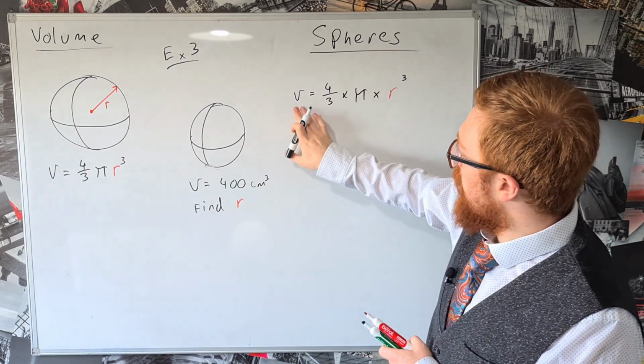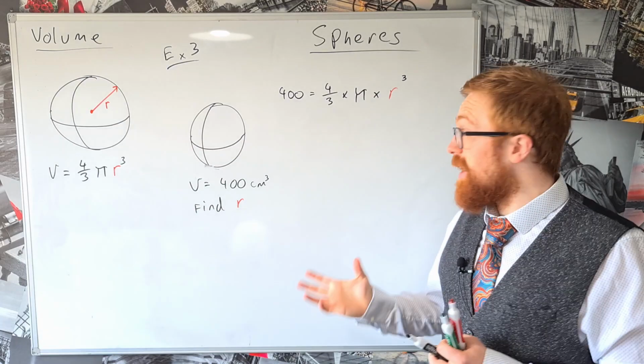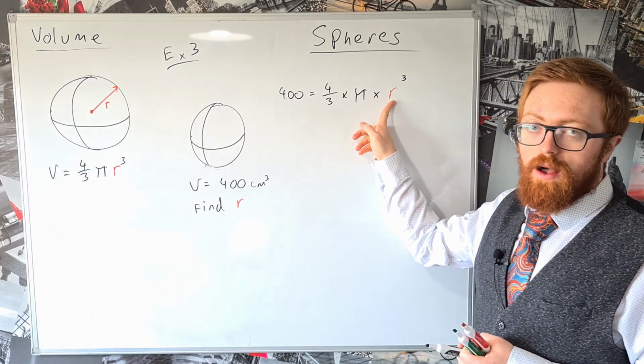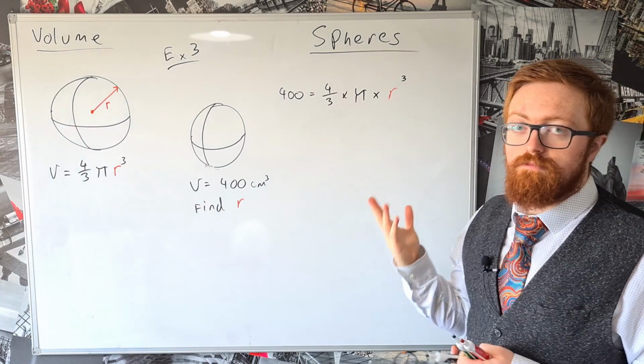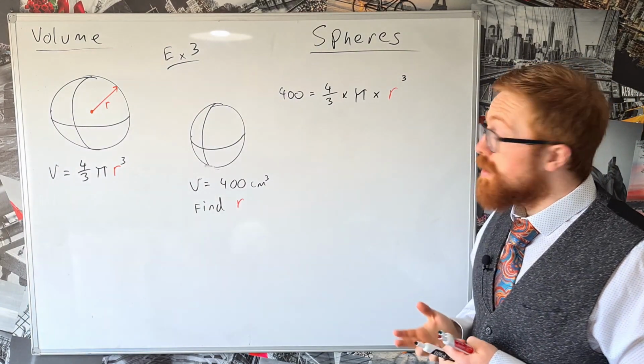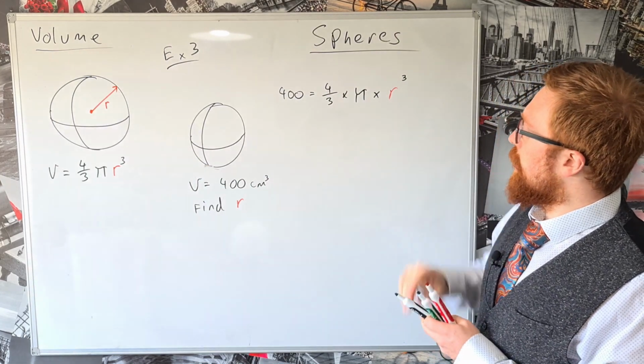And when they do that, they get an answer of 400. And now this is looking promising because we've got an equation. It's got one unknown in it, it's just got r, and we can solve this without a huge amount of difficulty. So let's have a quick look at how we solve this then.